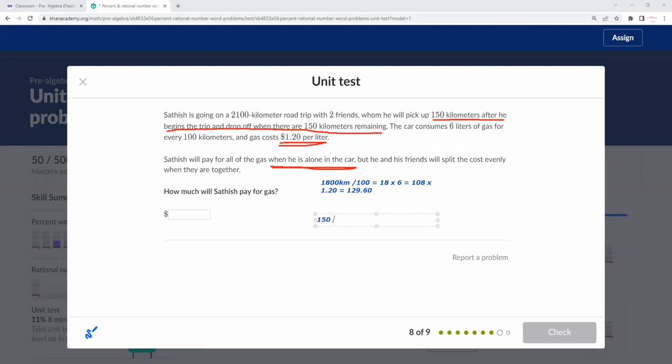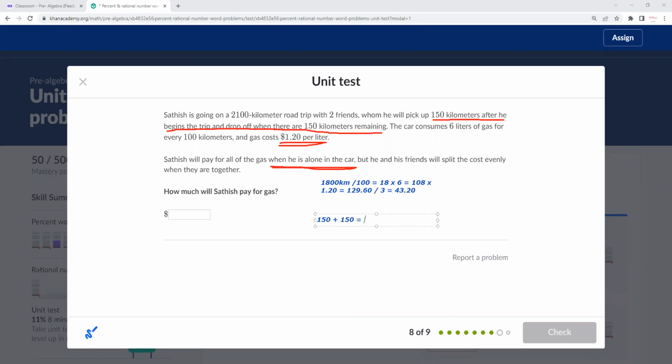When he's with his friends, which is the 150, I actually may have messed that up, because he is actually going to be with his friends for 1,800 kilometers. He's only going to be alone 150 after he begins the trip and 150 remaining, so I'm guessing when he picks up and drops them off. So they're going to divide this by, how many people are there? Okay, they're splitting it 3 ways because there are 3 of them. So he's actually paying $43.20.